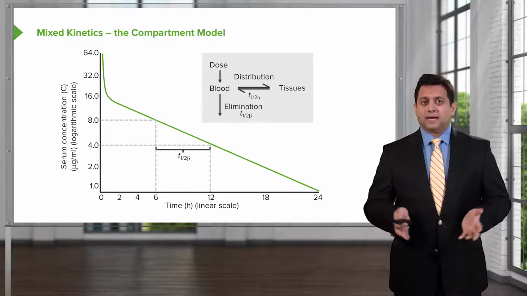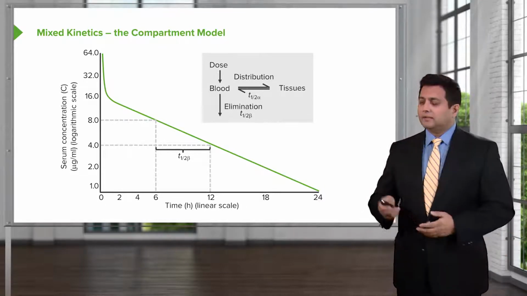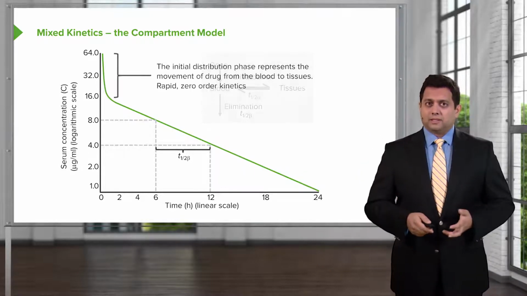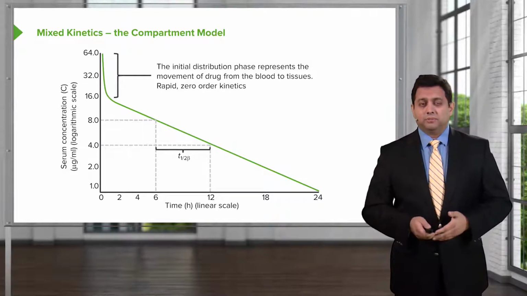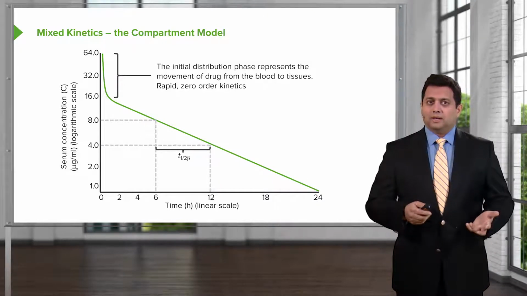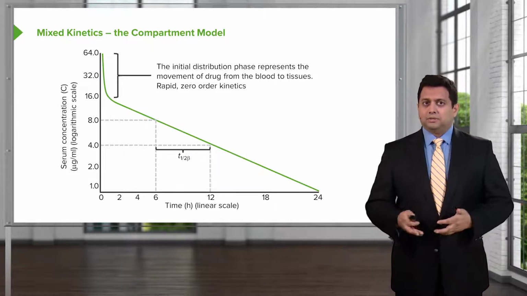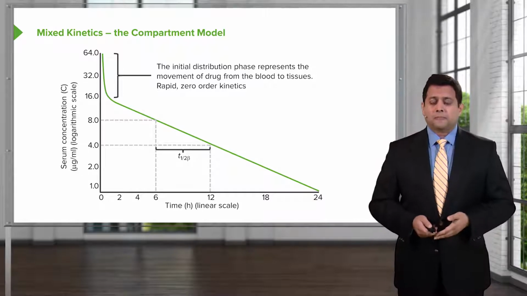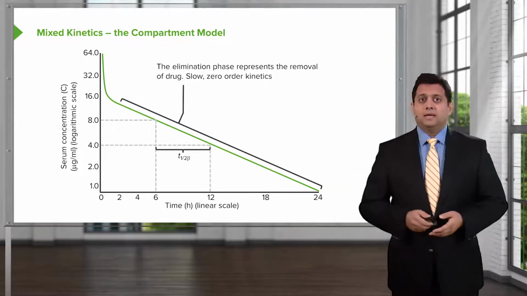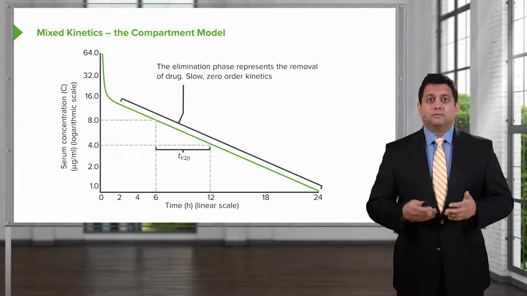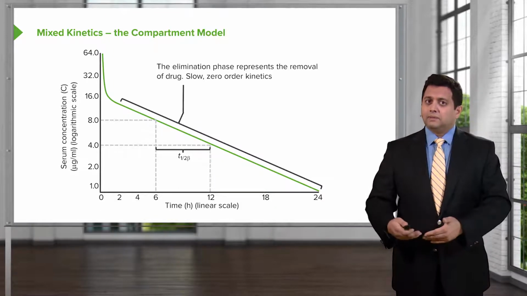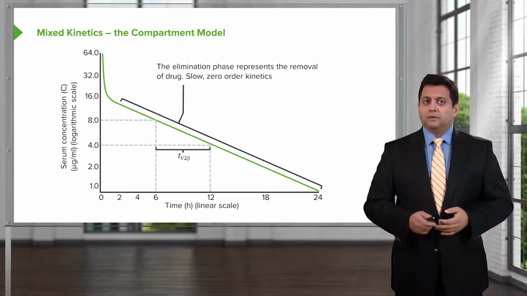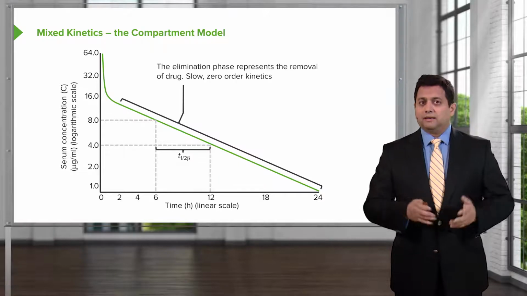Now, we have mixed kinetics in the real world, so you can see that there are actually two different slopes to this particular graph. The first part of this slope is the initial distribution phase. That represents drug moving from the blood into the tissues. This is very rapid, and it tends to be what we call zero-order kinetics. The second portion of this curve is the elimination phase representing the removal of the drug. This tends to be a bit slower, and once again, for this particular drug, it's zero-order kinetics. We can have multiple mixtures depending on the individual drug.